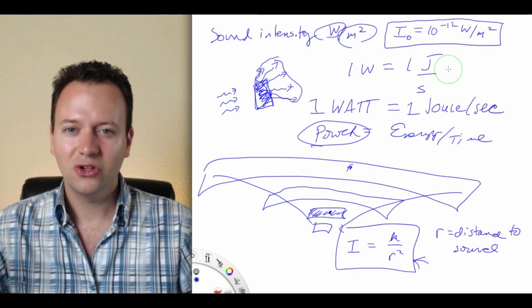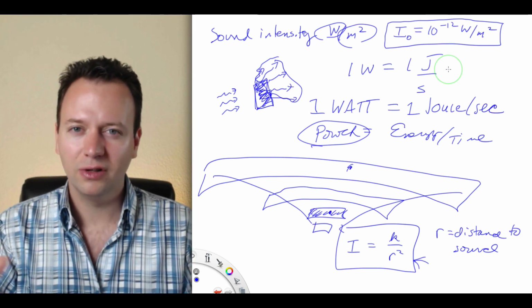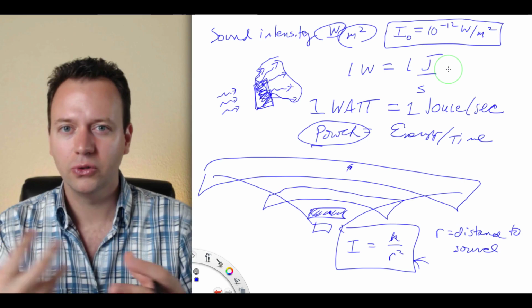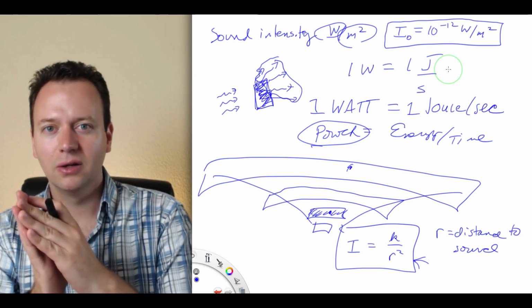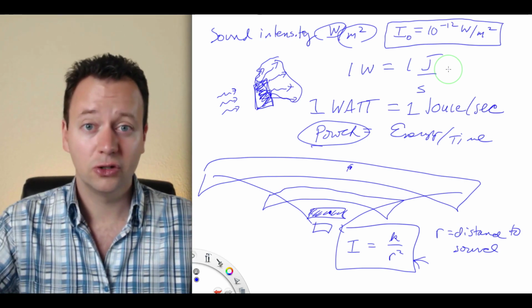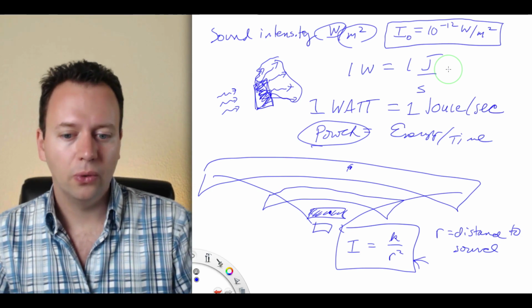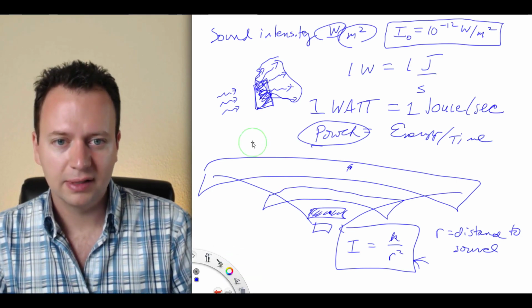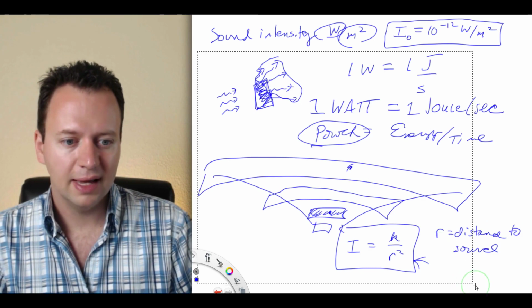So you get this huge array of different orders of magnitude, and it's very hard to keep track of something at this level or this gigantic level. So to actually measure the loudness of a sound, we use something called decibels.